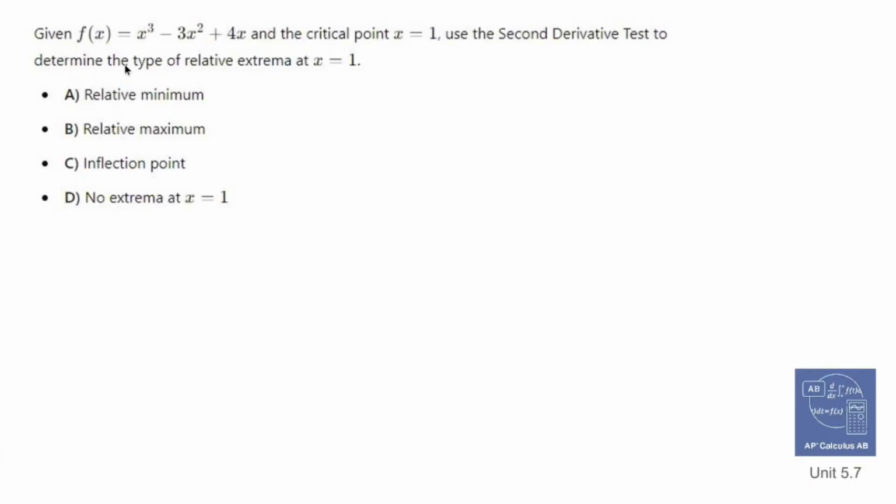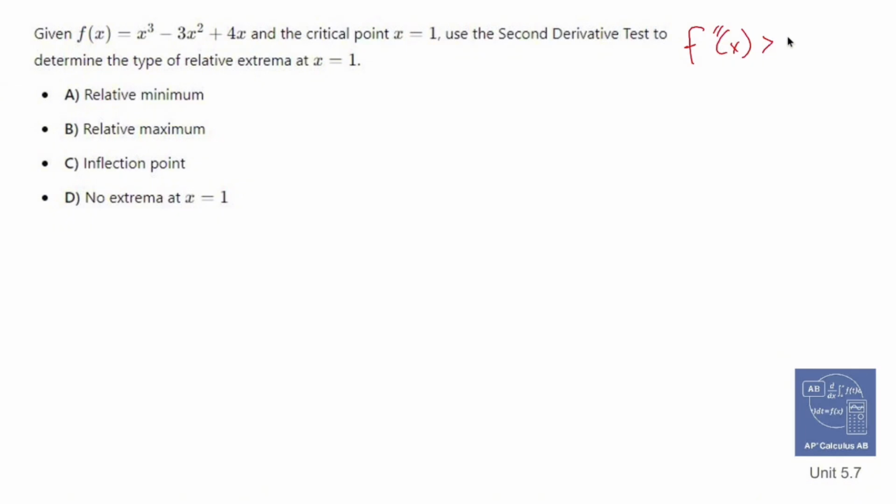Given f of x equals x to the third minus 3x squared plus 4x and the critical point x equals 1, use the second derivative test to determine the type of relative extrema at x equals 1. Well, this is how the second derivative test works, right? Second derivative gives you concavity.